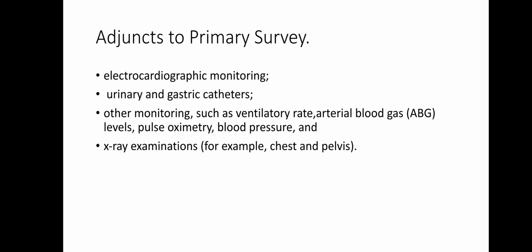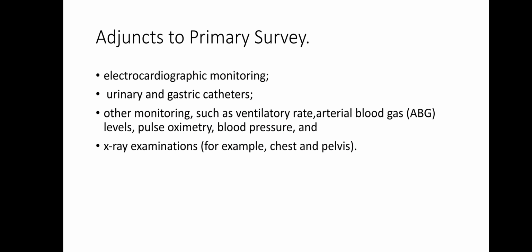Warming. After the patient's clothing has been removed and the assessment is completed, cover the patient with warm blankets or an external warming device to prevent hypothermia in the trauma receiving area. Intravenous fluids should be warmed before being infused, and a warm room temperature should be maintained. Adjuncts to primary survey. Adjuncts that are used during the primary survey include electrocardiographic monitoring, urinary and gastric catheters, other monitoring, such as ventilatory rate, arterial blood gas (ABG) levels, pulse oximetry, blood pressure, and X-ray examinations, for example, chest and pelvis.